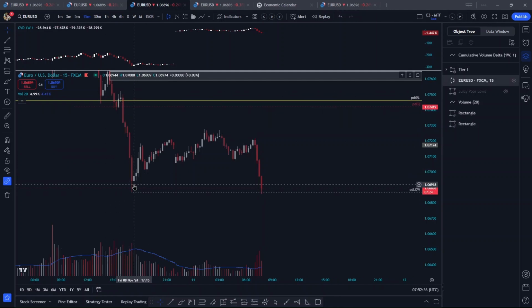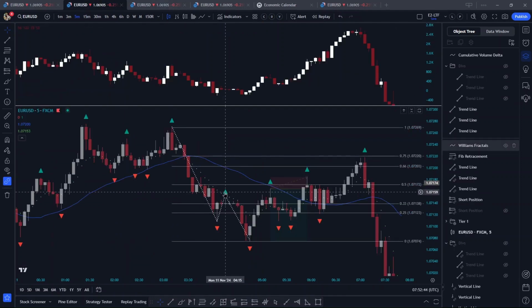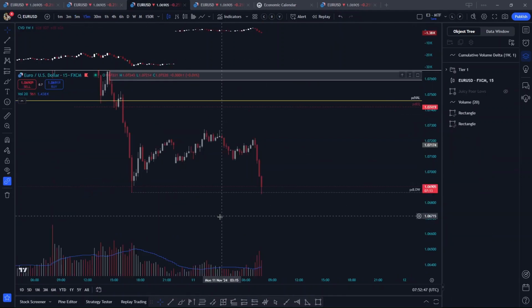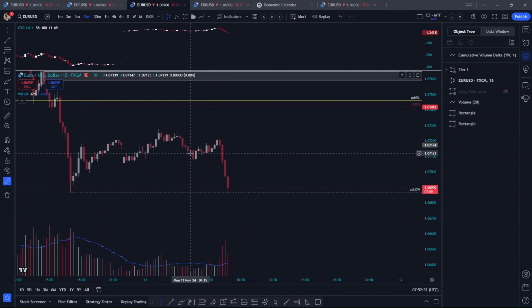Yeah, massive move down. We shift market structure here. We had a fractal over here, right? On the 5-minute, this is the 415. Yeah, around here, right?